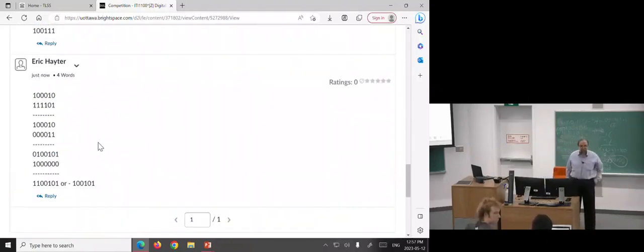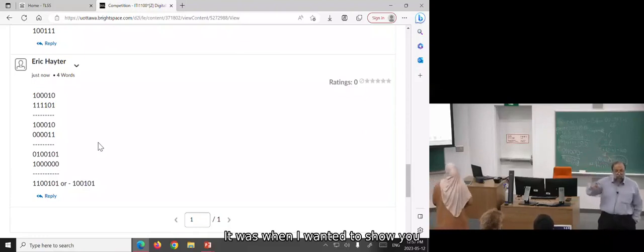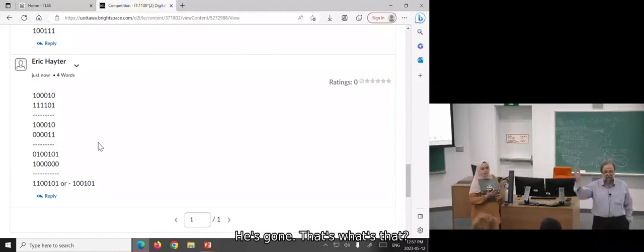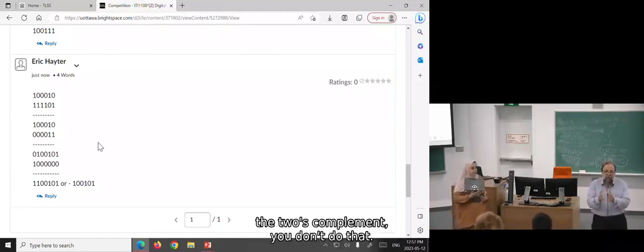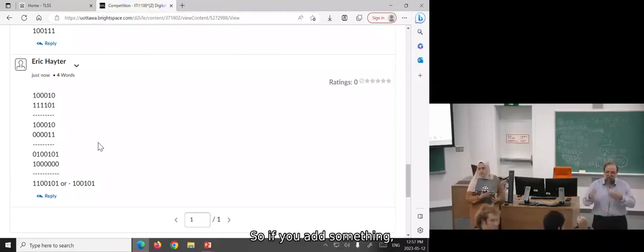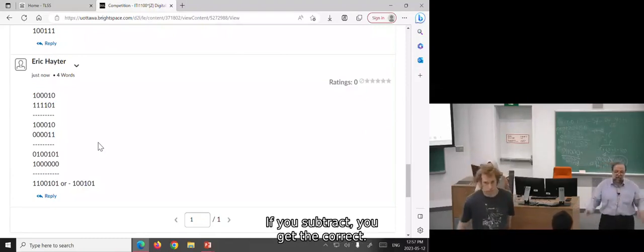Is there a reason we didn't use the minus 100? No. It was when I wanted to show you where we reach this thinking. That was that. Now, after you know the 2's complement, you don't do that. This is 2's complement. Everything is there. So if you add something, you get the correct result. If you subtract, you get the correct result.